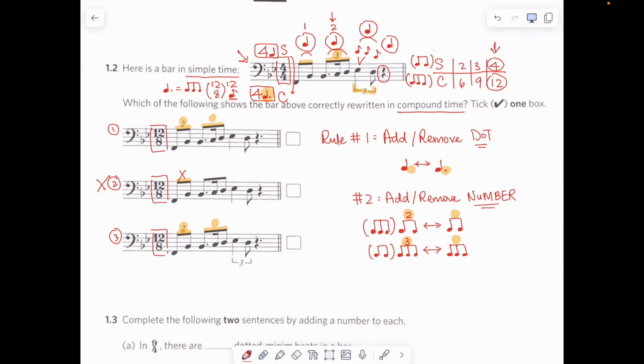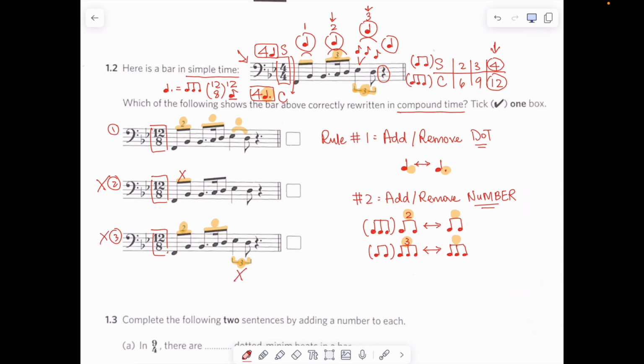Now keep going on to beat 3, which is right here in the original rhythm. Now this one has a number 3 originally, right? So again, rule number 2, remove the number. So let's take a look. This is grouped together with no number. This is grouped together, however, they keep the number 3. So this is wrong. So choice number 3 is also wrong.